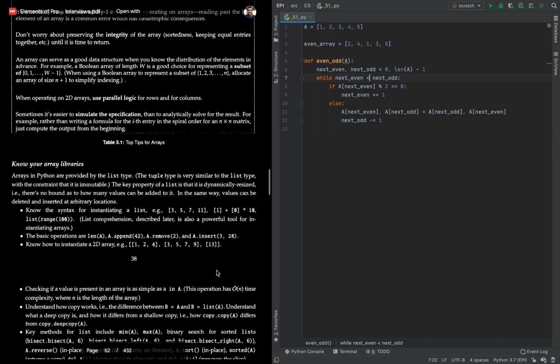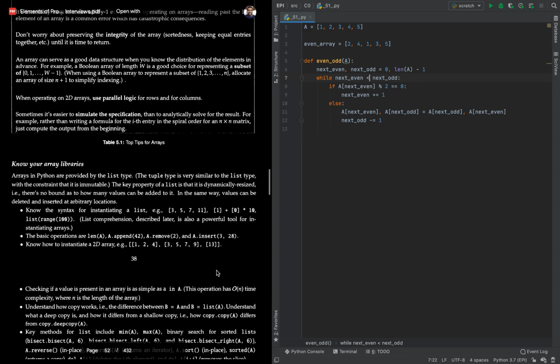Okay, all right, those are the top tips for arrays. What did that last one even mean? Sometimes it's easier to simulate the specification than to analytically solve for the result. Yeah, I agree. That's kind of what we did, right? That's the only reason it even made sense. Use parallel logic for rows and columns. I'm not really sure what that means, but I guess we'll find out eventually.